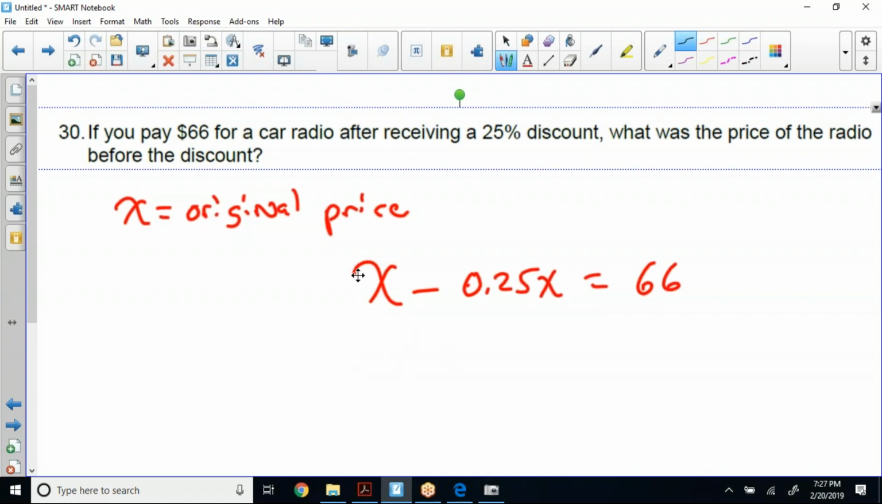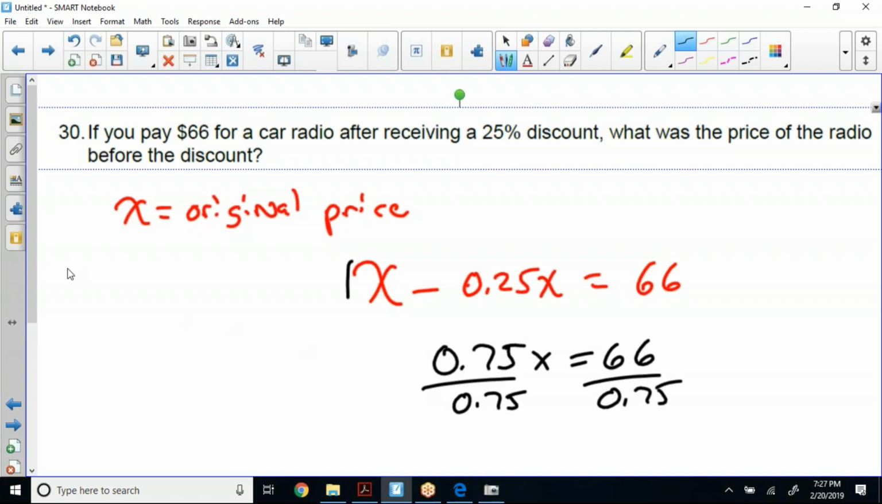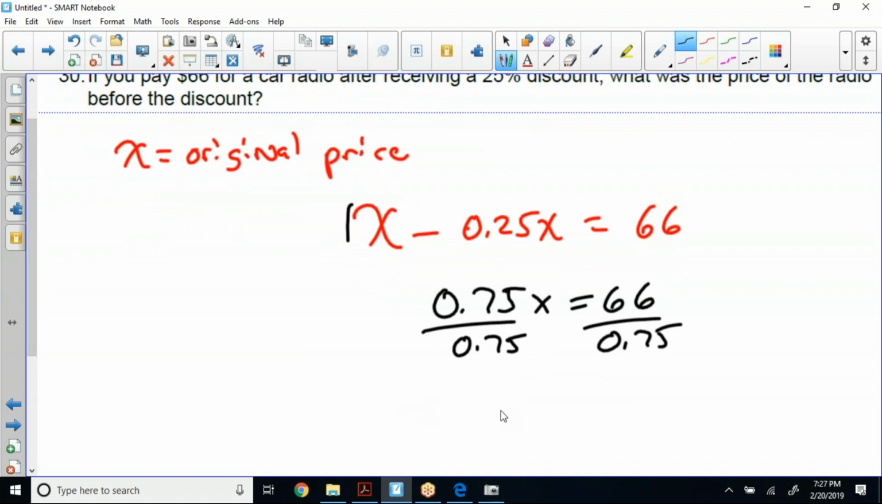Now, I can go ahead and tell you, this problem, if it's 25% off, then 75% of the value is equal to $66, right? And that 75% has to be as a decimal. And then you just divide by 0.75, right? And you get X equals to what? 88.